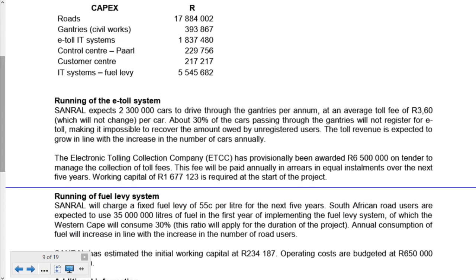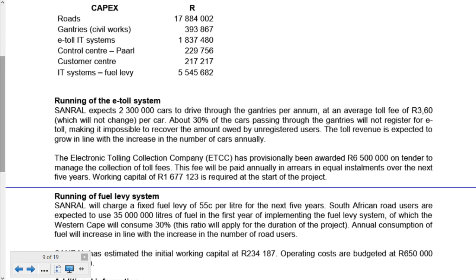They say to you, and then they give you the story. They say, SANRAL expects 2.3 million cars to drive through the gantries in a year at an average toll fee of R3.60 per car. About 30% of the cars won't register for e-toll, and it will be impossible to recover that money, bad debt. The total revenue is expected to grow in line with the number of cars. A bit later, they tell you how the number of cars will grow. The e-toll company, TCC, has been provisionally awarded 6.5 million rand on tender to manage collection of toll fees. We're going to pay someone to collect that revenue. The fee will be paid annually in arrears, in equal installments over the next 5 years. Okay.